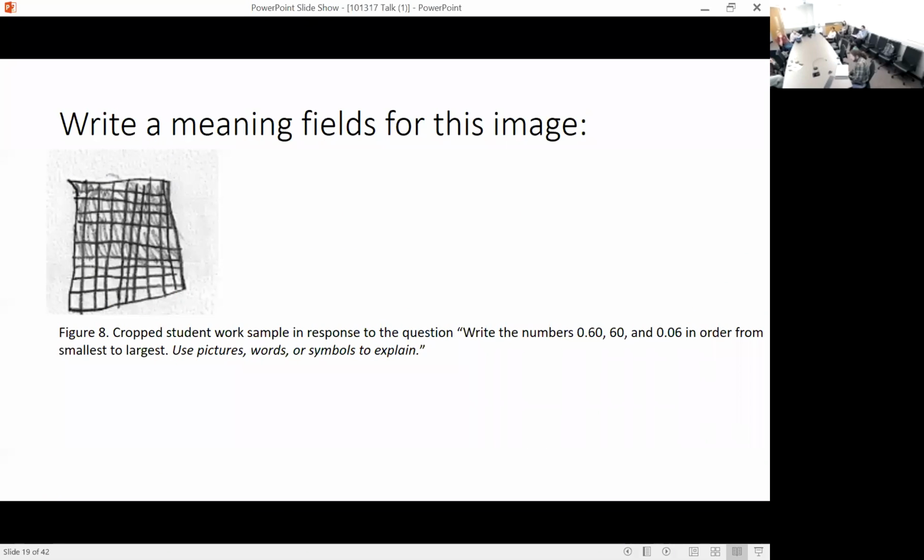Okay, so back to meaning fields for a second. This is just a cropped portion of a student work sample, but you can see a 10 by 10 grid. Looks like 60 of the squares are filled in and 40 are vacant. The first element in the meaning field might therefore be 60 holes, right? It could be 60 holes.